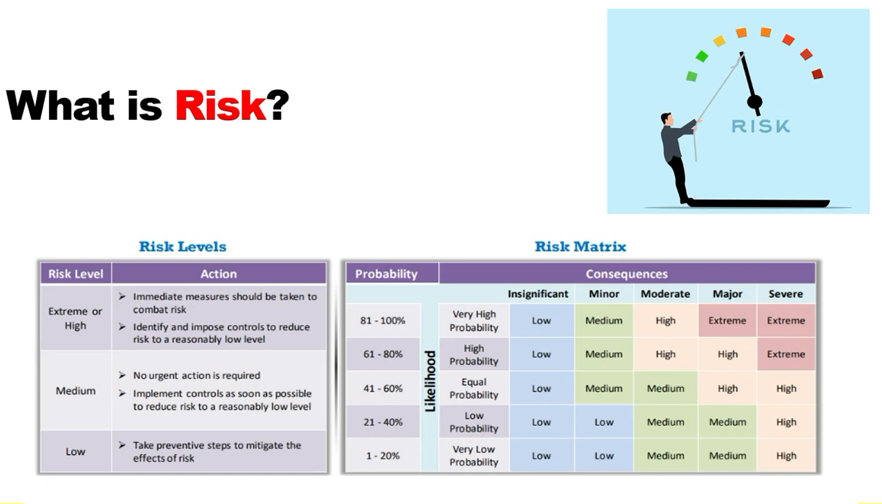The risk level is about how quickly you need to take action if a risk is identified in your system. Let's say a low-level risk is identified. You can take some sort of preventive measure, but you don't really need to worry or keep it as a top item in your to-do list. But if an extreme or high level of risk is identified, then you may need to take immediate action or measures to combat that risk.